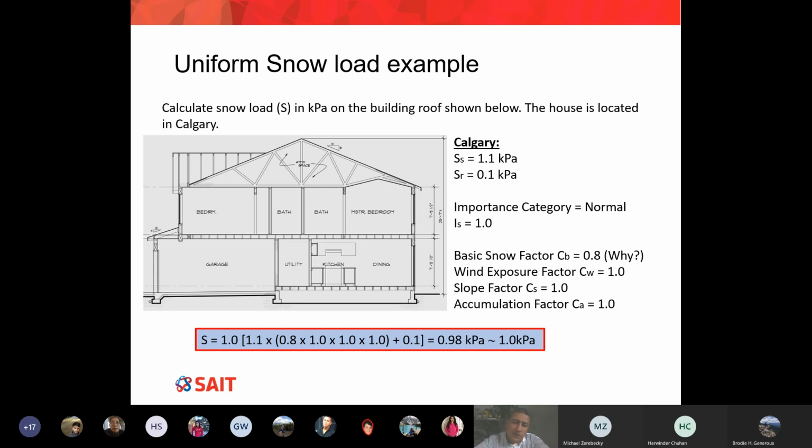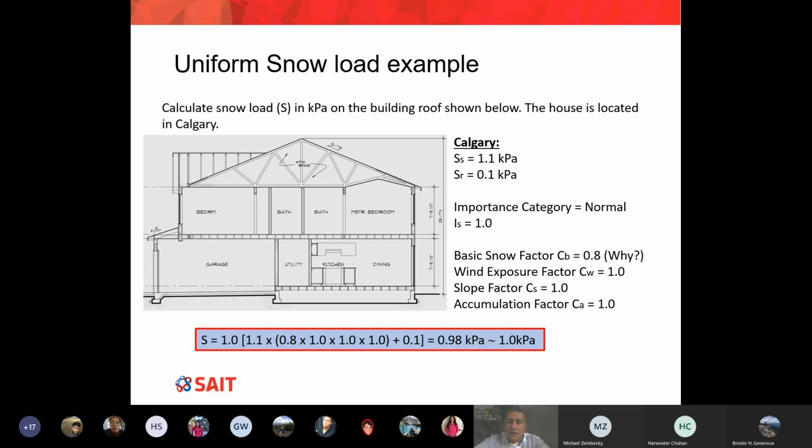So I kind of put it in a box below. S, which remember is my target. I want to find the snow intensity on my roof, equal to importance factor 1 multiplied by S sub S, 1.1 in Calgary, multiplied by a series of factors: C sub B 0.8, C sub W equal to 1, C sub S 1, and finally C sub A equal to 1. Then finally you add a little bit for the rain or the moisture, and if you do the calculations you will see it is 0.98 kPa. So approximately this is 1 kPa.